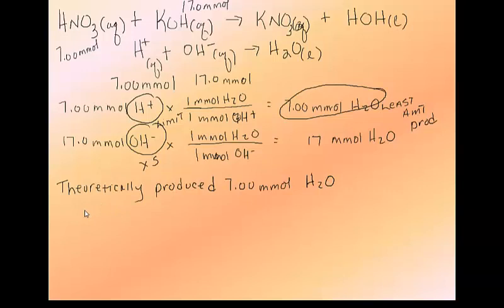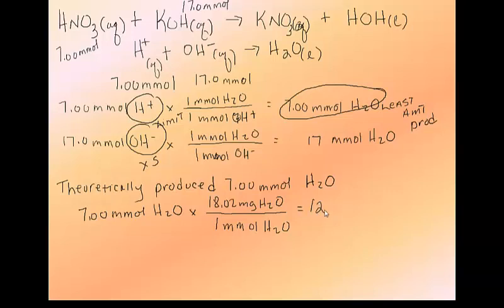And 7 millimoles of water converted from millimoles to mass is going to be 126 milligrams, divided by 1,000, that should be 0.126 grams of water is produced.